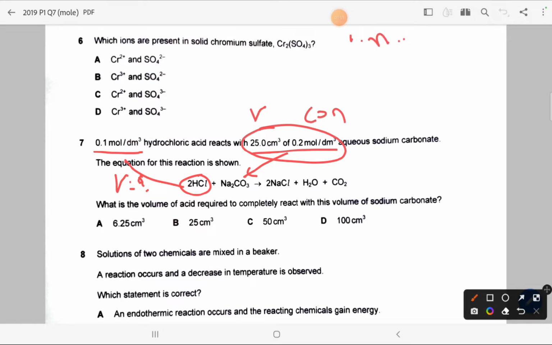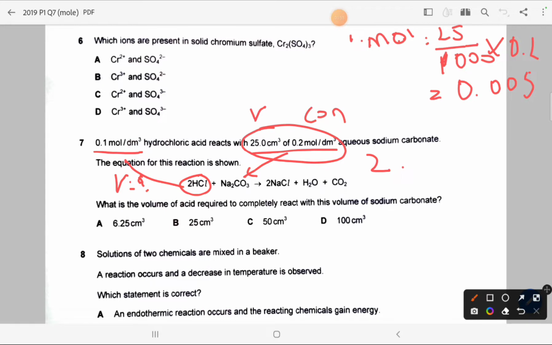So I find the number of mole of this sodium carbonate, and that is 25, changed to dm cube, which is divided by 1000, because 1 dm cube is 1000 cm cube, multiplied by 0.2. If you do this calculation, you will find that the number of mole of sodium carbonate is 0.005. That's the first step: to find the number of mole from the information given to you.